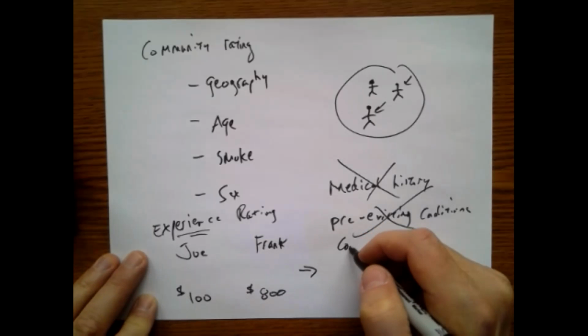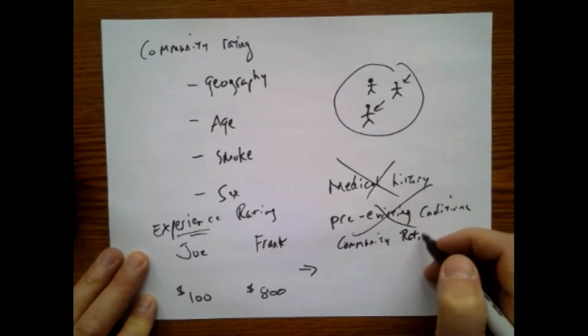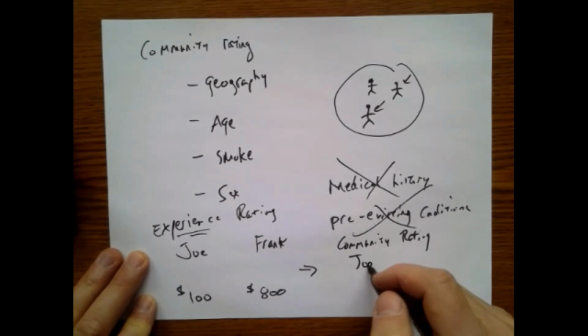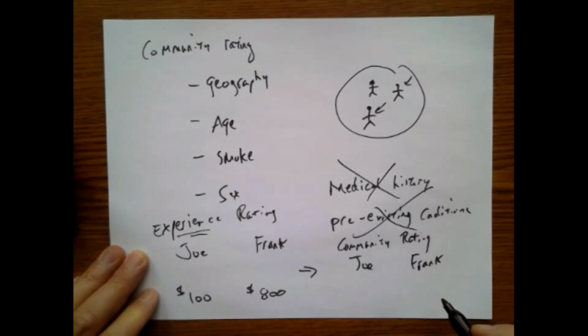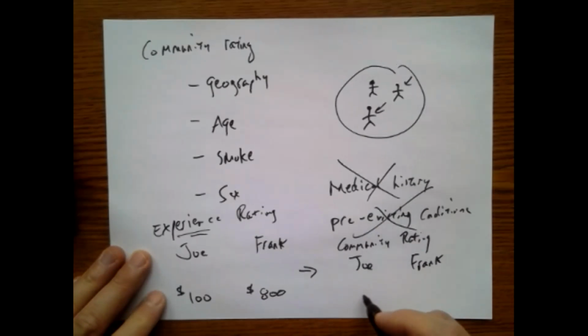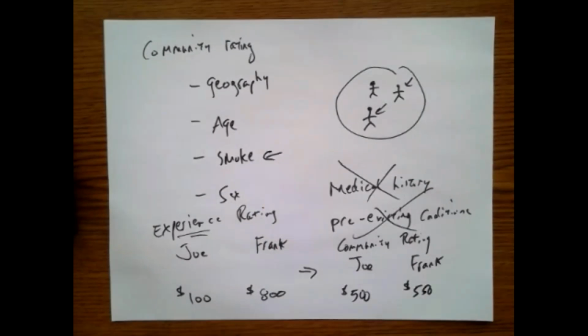Under community rating, Joe and Frank, and they're neighbors, right? So they live in the same geographic area. Joe now pays $500 a month, and Frank pays $550 a month because he admitted that he's a smoker. And so he pays a slight premium. So that's the new norm under the ACA.